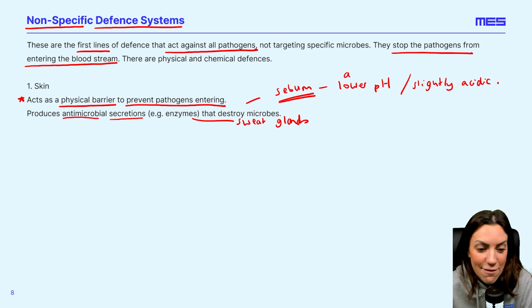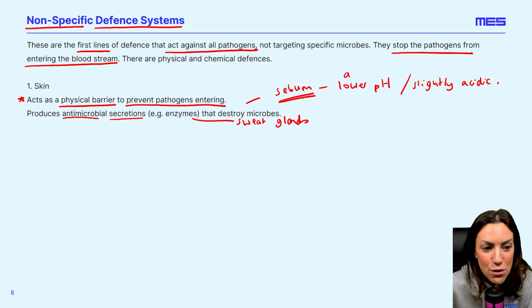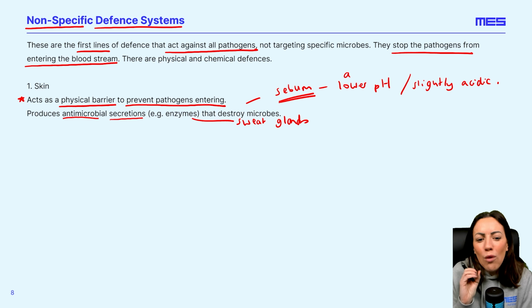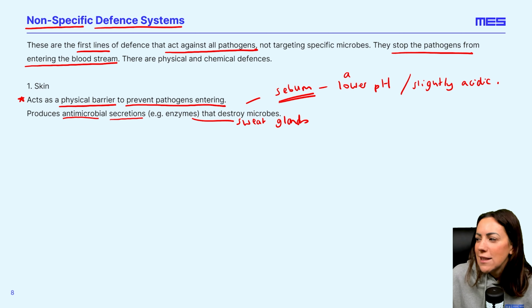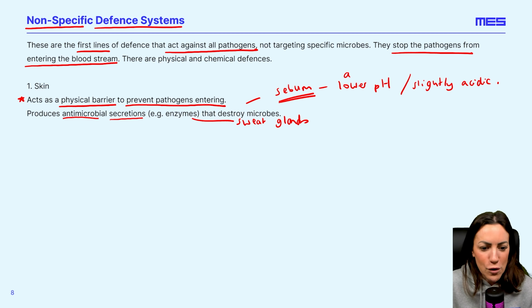I mean, you do still have bacteria living on your skin, right? We all know that. But because sebum is slightly acidic, it's a little bit more inhospitable to many of these harmful pathogens. So yeah, antimicrobial secretions, enzymes to destroy bacteria, sebum to make your skin slightly acidic. So hopefully harmful pathogens will not be surviving on your skin. But for GCSE, really, we can just say it's a physical barrier. It prevents pathogens from entering the body.